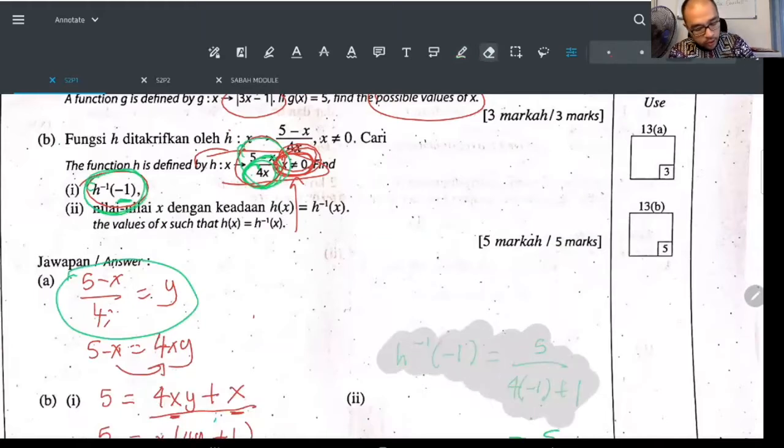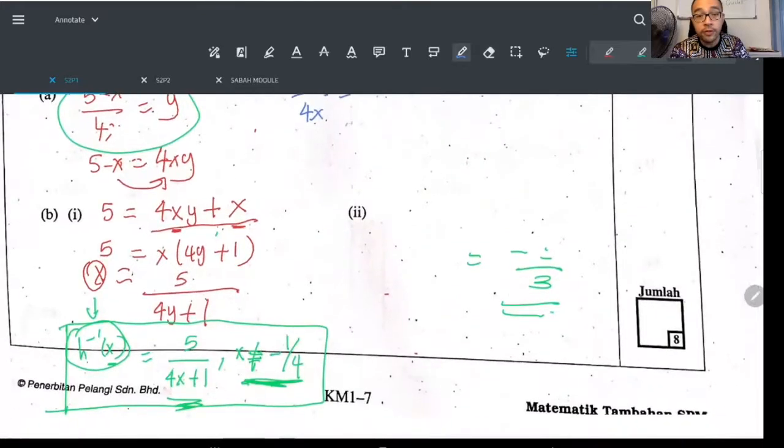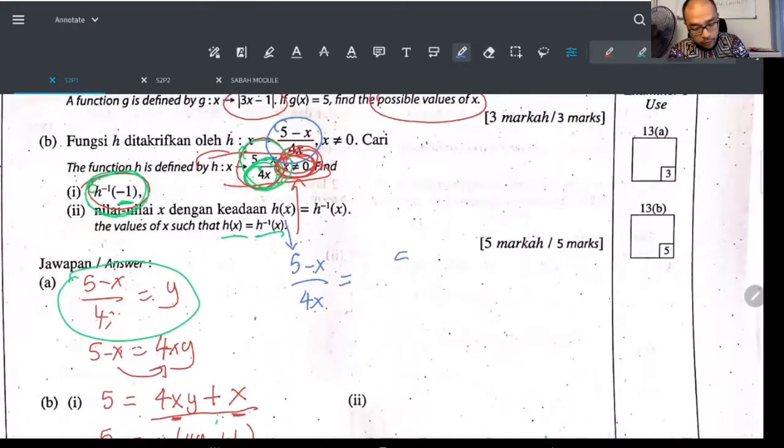Okay, second question. Find the values of x such that the original function equals the inverse function. The original function is 5 minus x over 4x. We start there. This is the original function, equals the inverse function, which is 5 over 4x plus 1. Now, once again, notice this. You're looking at the values of x, which means you're looking at possibly two answers, at least two answers.